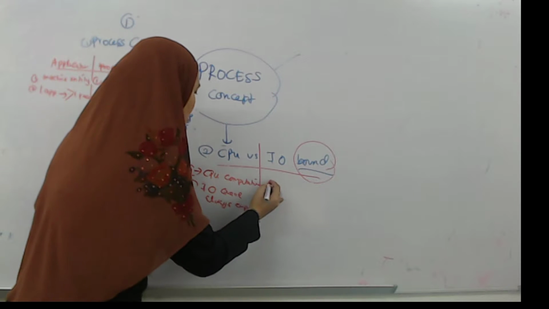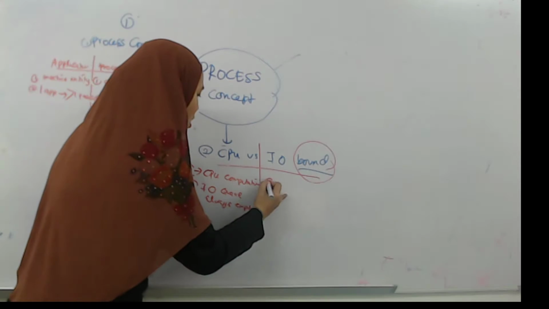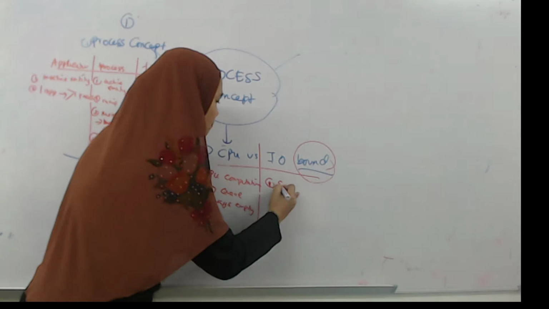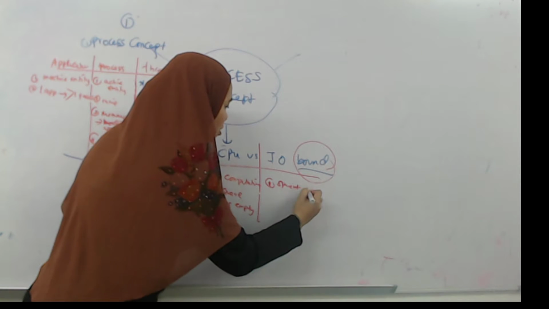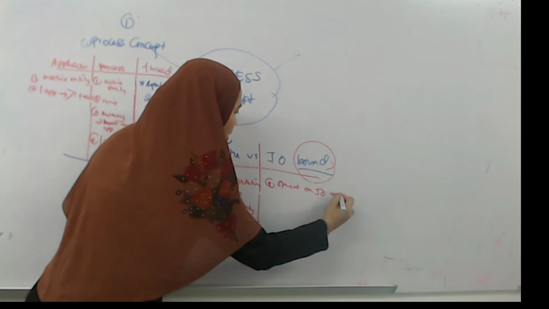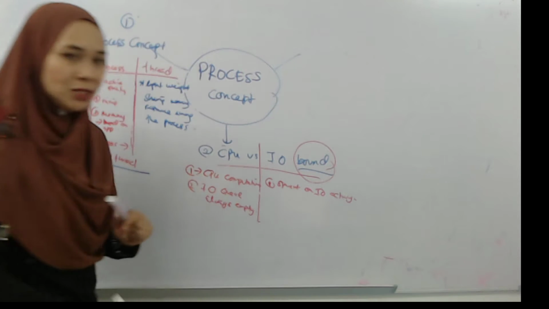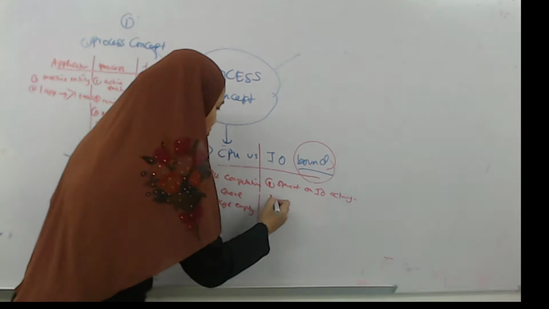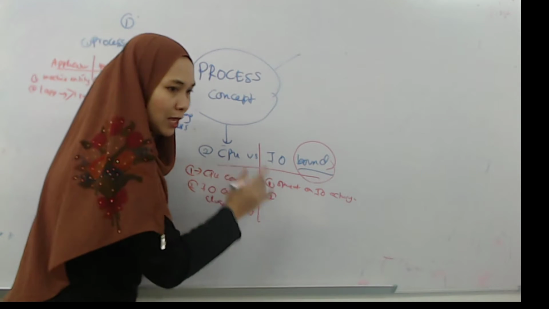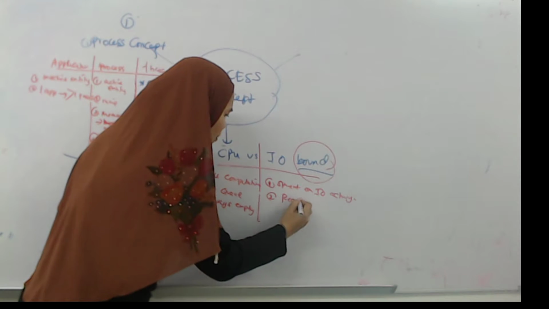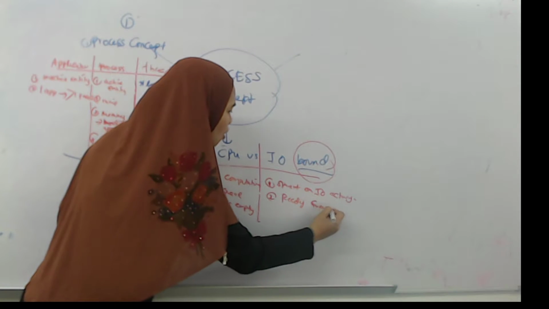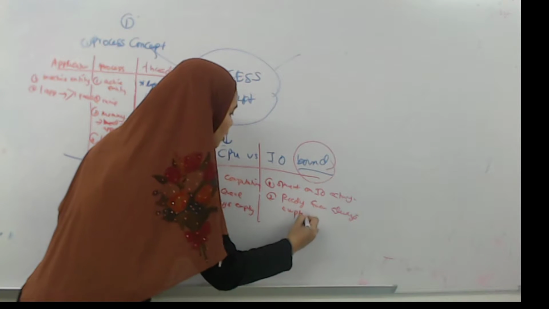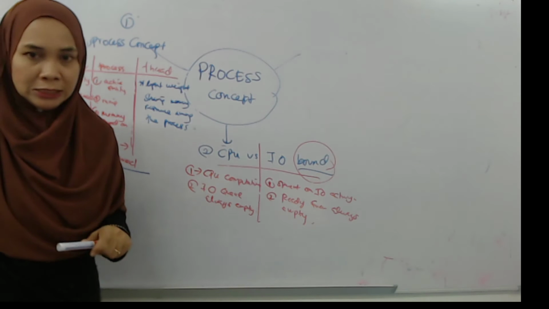Here, we spend more activity on I/O compared to CPU. Spend on I/O activity compared to CPU, that we call I/O bound. Number 2, here is what we call the ready queue, or inside memory. Ready queue always empty. So these are two different things that we should understand very clearly.